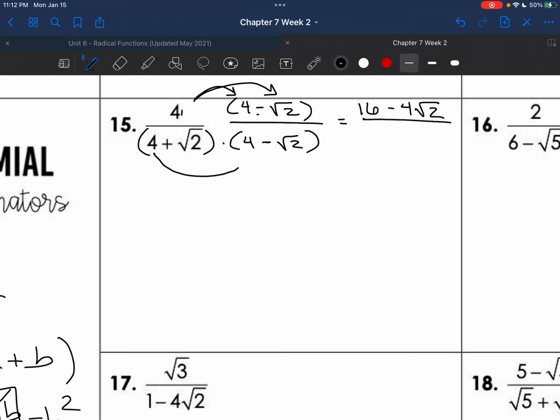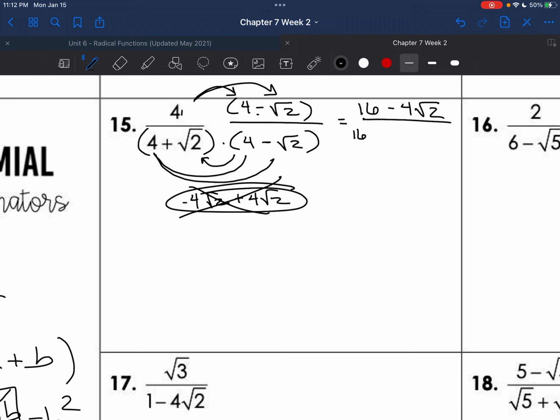Now what do we have on the bottom? We're going to FOIL. Our firsts give us 16. Our outers give us negative 4 square roots of 2. Our inners give us positive 4 square roots of 2, and they cancel, which is what we want because we don't want any radicals anymore. Okay, so we got rid of those.